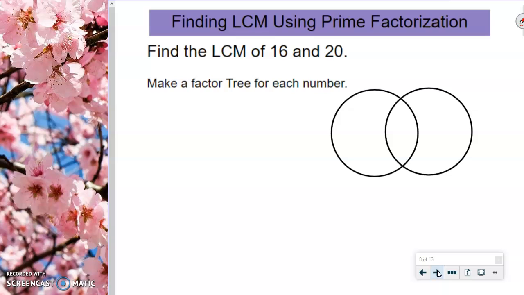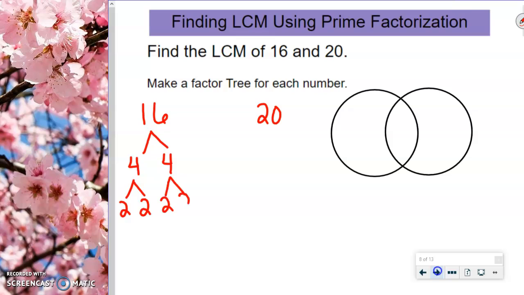To show you how this method works, first I need to make factor trees to find the prime factorization of 16 and 20. So 16 breaks down to 4 and 4, and then 4 breaks down to 2 times 2, and that would be the prime factorization of 16: 2 times 2 times 2 times 2. Well, 20 can break down into being 4 times 5, and then 4 can break down into 2 times 2. So the prime factorization of 20 would be 2 times 2 times 5.